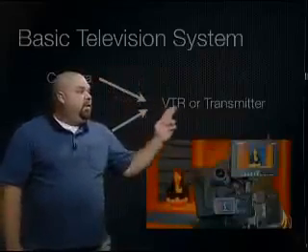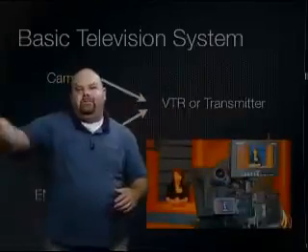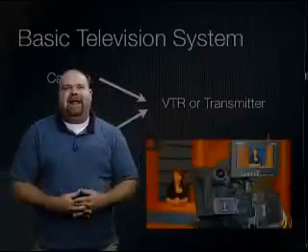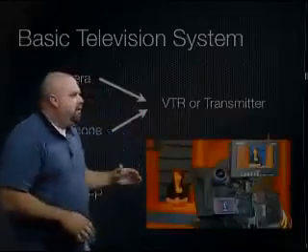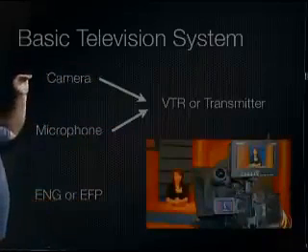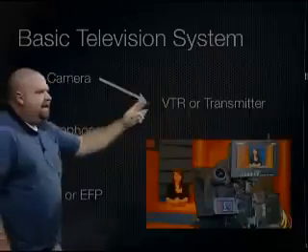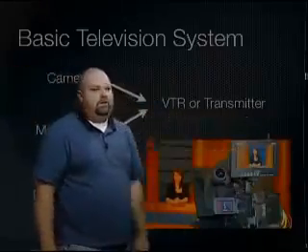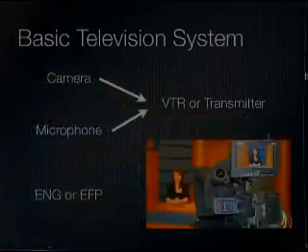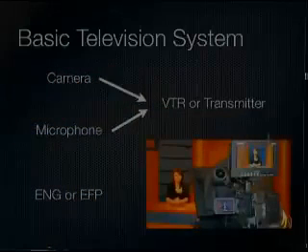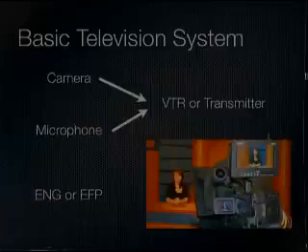Now, just because we record something doesn't mean we can't later broadcast it via a transmitter, and that happens all the time in television production. But this basic system is going to have some sort of video device, some sort of audio device, and then it's going to either be recorded, or broadcast immediately, or recorded and then broadcast later on. You can see down here now we have ENG or EFP.